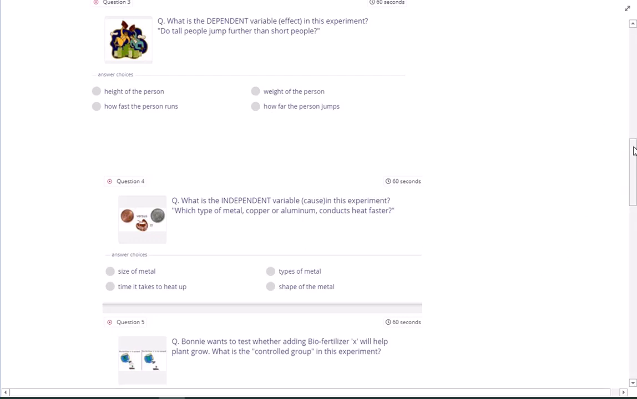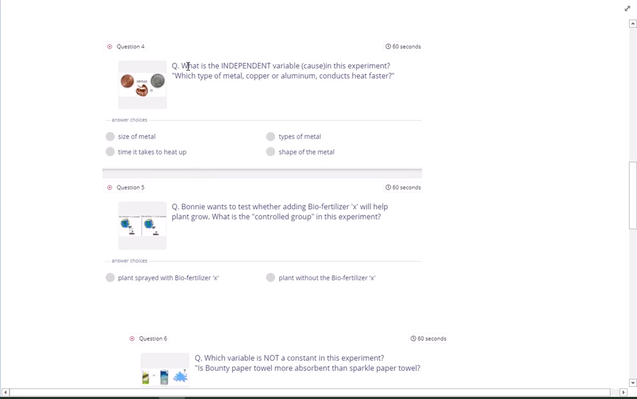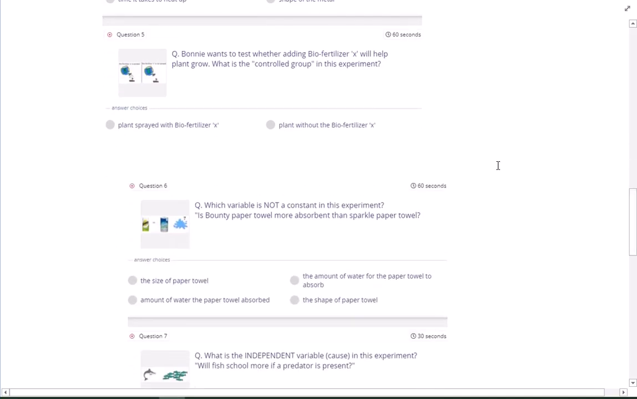Okay, next one along is, what is the independent variable in this experiment? Now, the independent variable is the one that you change. Which type of metal conducts heat faster? So the thing that you're going to change is this one, the types of metal. Okay, next one, question 5.